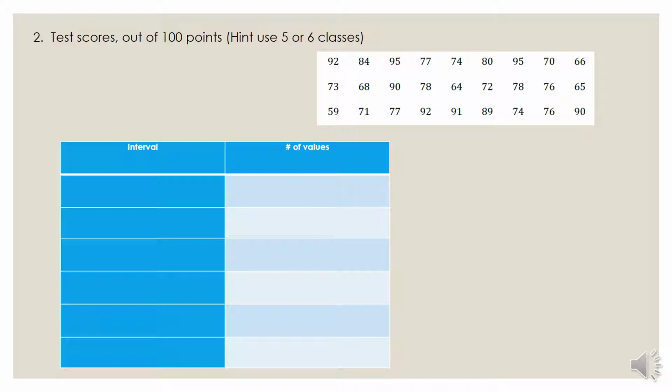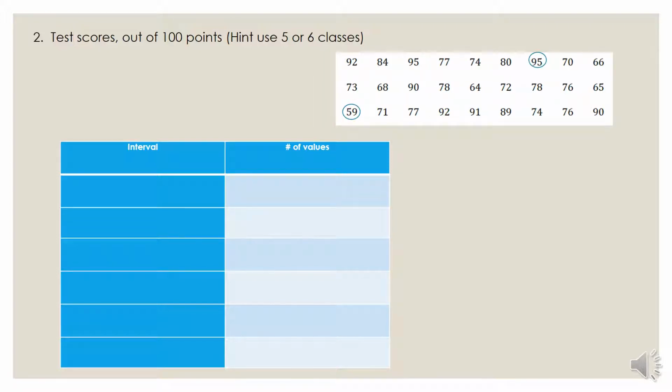All right, and it says to use 5 or 6 classes. So that means to use 5 or 6 intervals. And it's up to you how many you want to use. But the first thing, like I said before, is to take a look at your data and identify the smallest data point and the largest data point. All right, so here I have identified the smallest and the largest. The smallest is 59, the largest is 95.